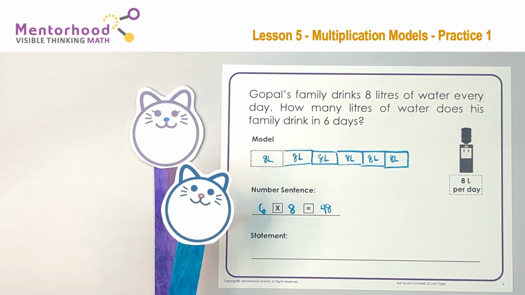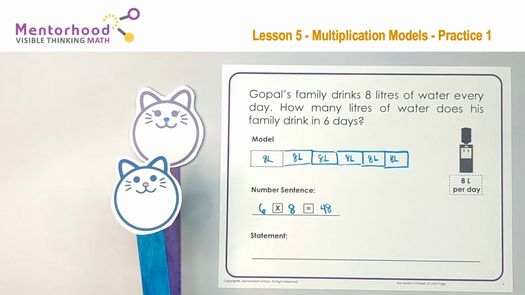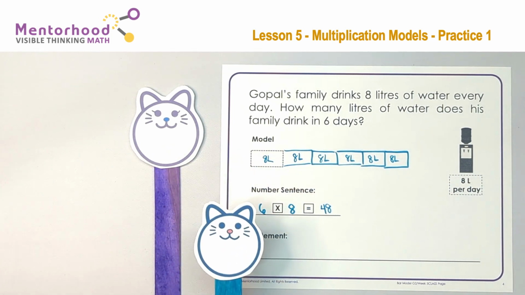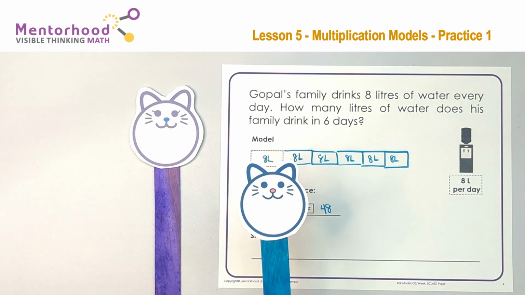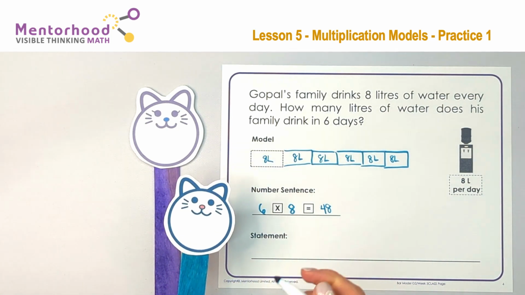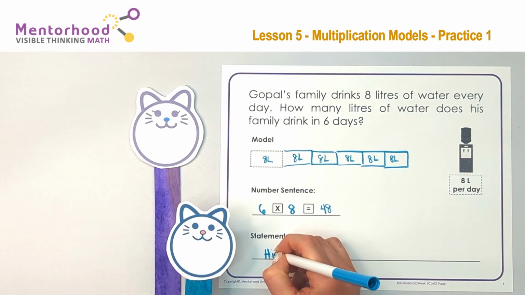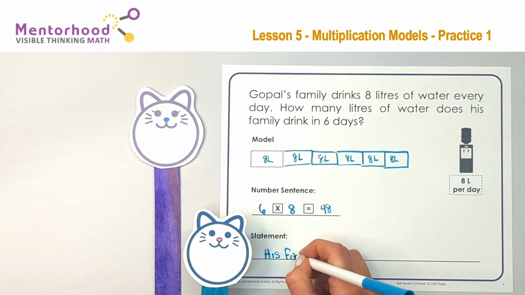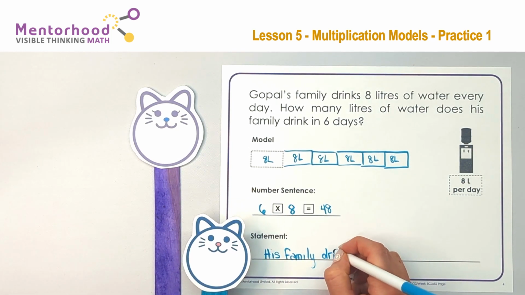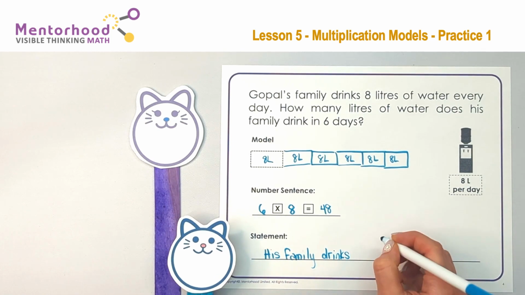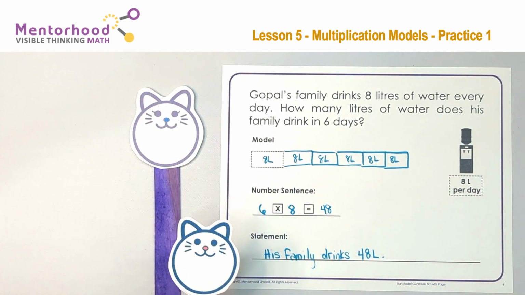All right, now what are we talking about here? Centimeters? Elephants? Oranges? No, we're talking about liters of water. And we're talking about how many liters his family is going to drink over 6 days. So let's write out our statement. His family drinks 48 liters. Capital L for liters.